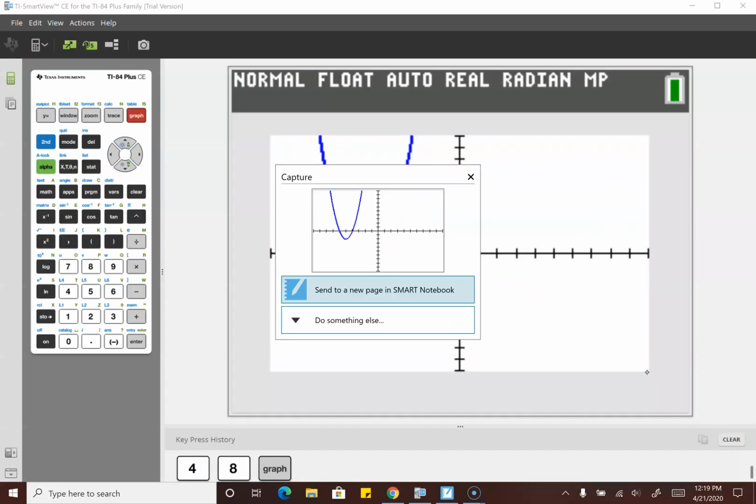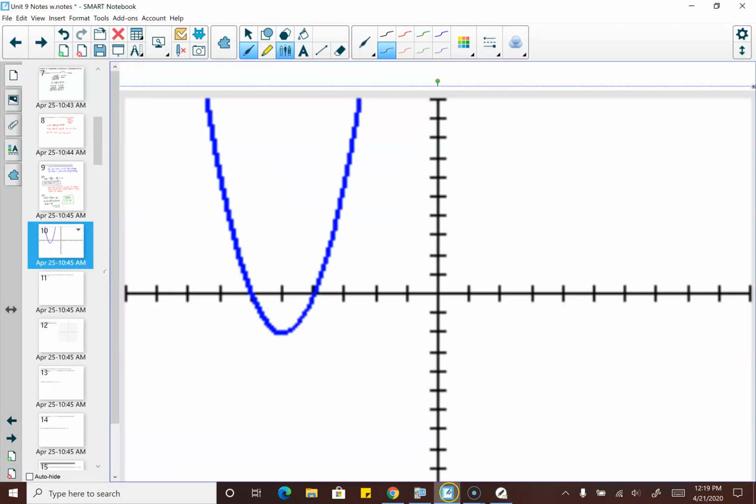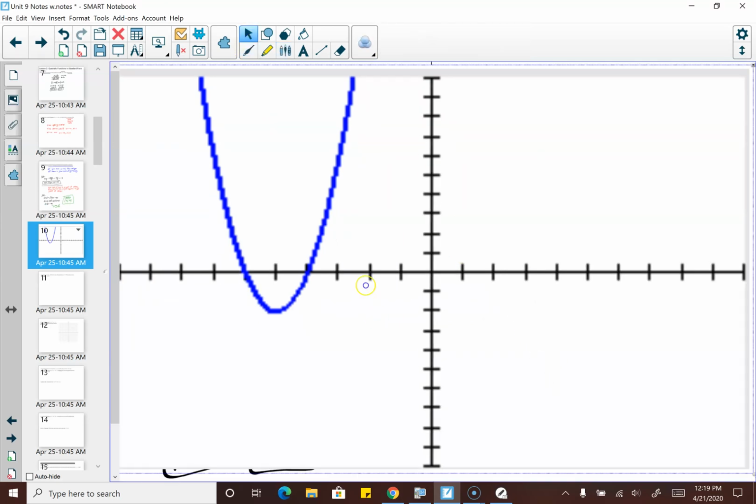All right. So as you can see here, that takes up the whole screen. Okay. Let me shrink this here for a second.